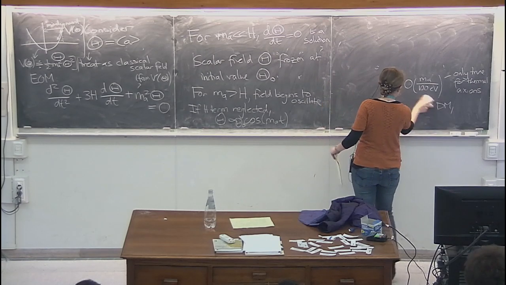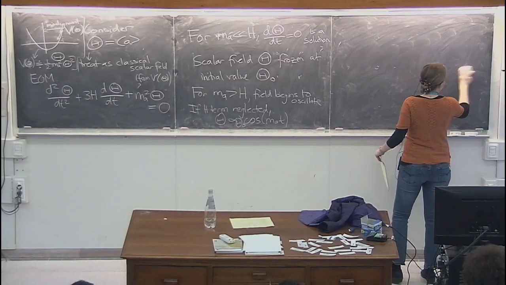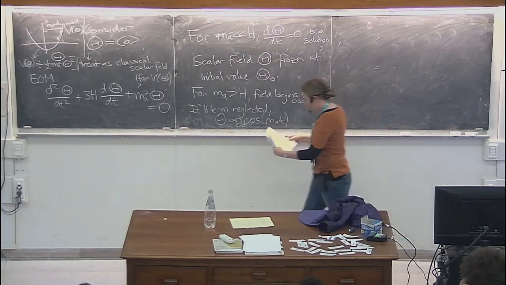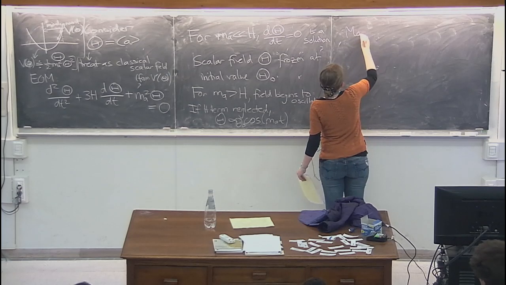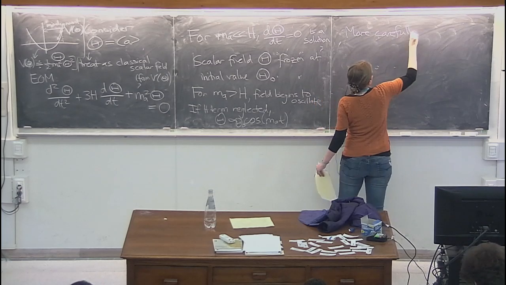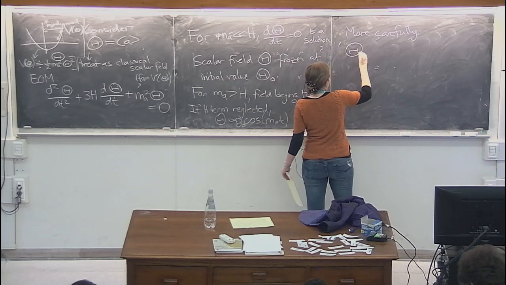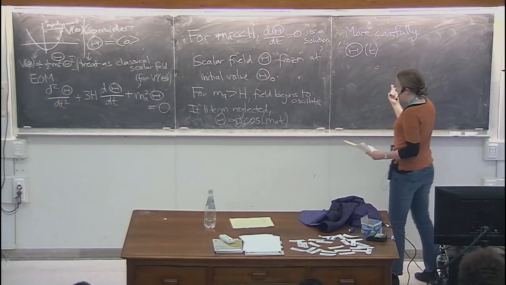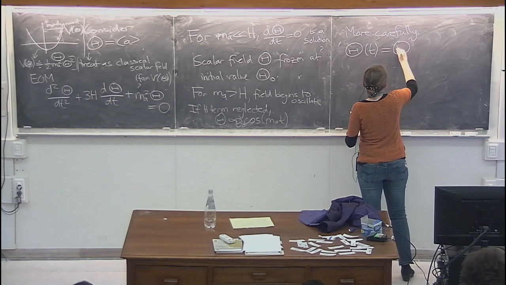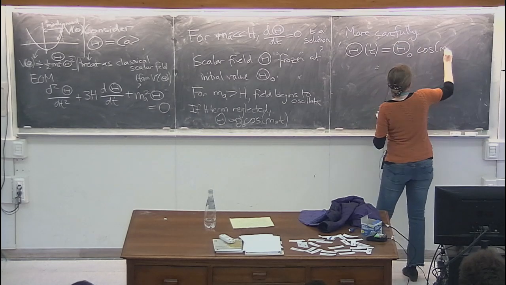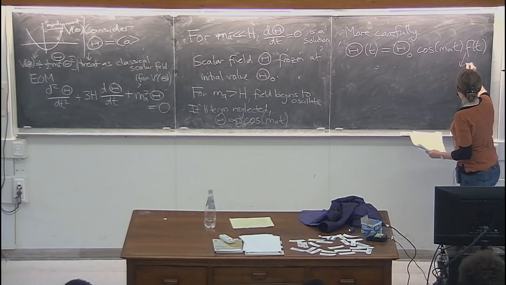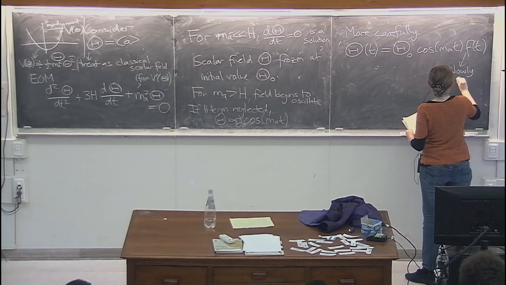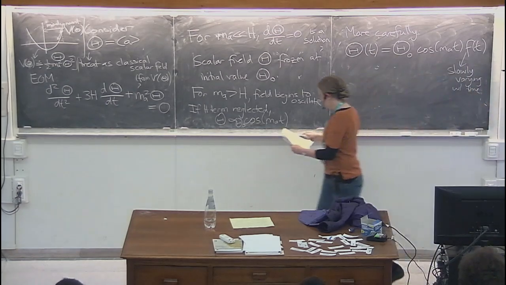So a better ansatz is that the field is going to scale as the initial condition times this oscillatory piece plus a slowly varying function that is being driven by the Hubble friction. And what you can show, if you look at the evolution of this equation.